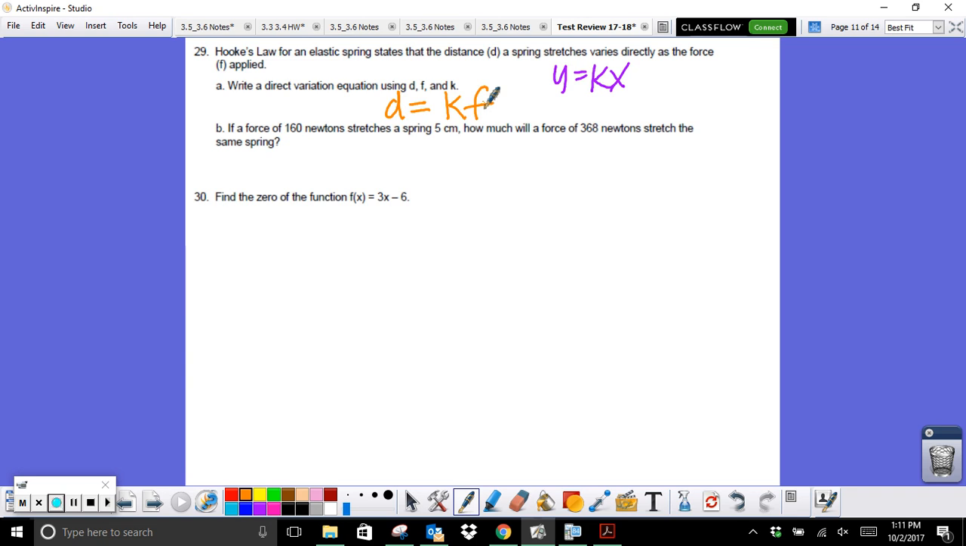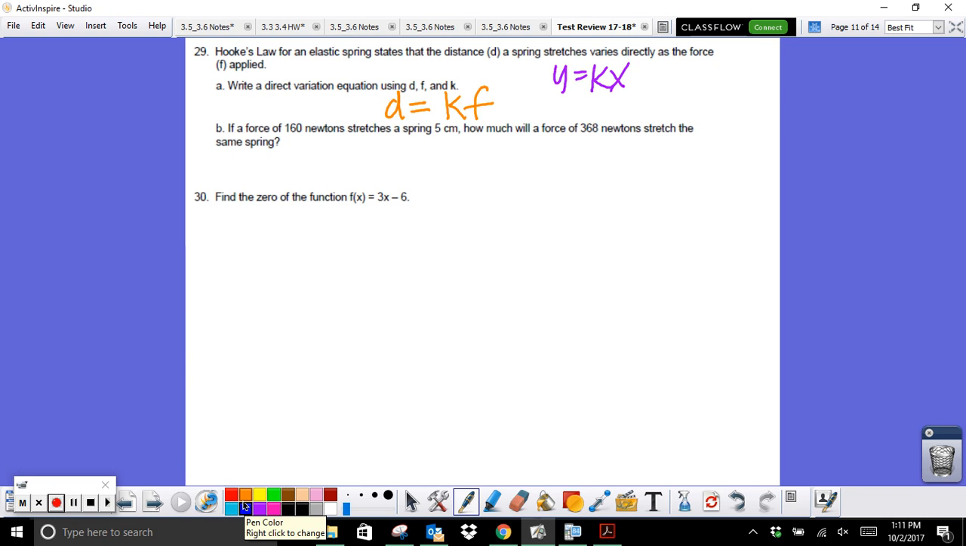B says, if a force of 160 newtons stretches a spring 5 centimeters, how much will a force of 368 newtons stretch the same spring? Now you could use a proportion to solve part B, but if we ask you something about part A, you can't get that with a proportion. Okay, but I'm going to solve this the way I would solve it.